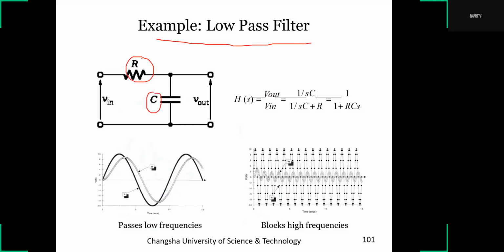An RC, resistor and capacitor, low pass filter. If we get the transfer function for this circuit, Vout over Vin, we get this function. Its function can pass the low frequency and prevent the high frequency.